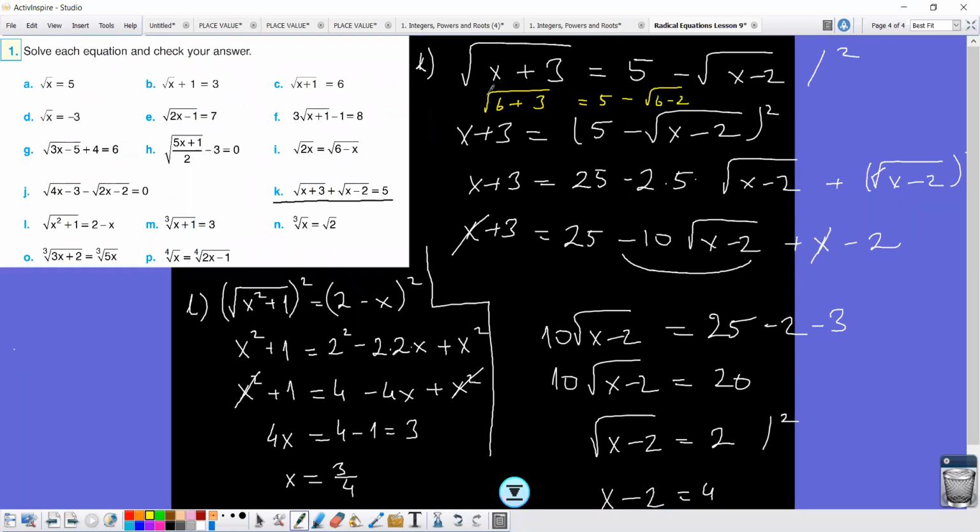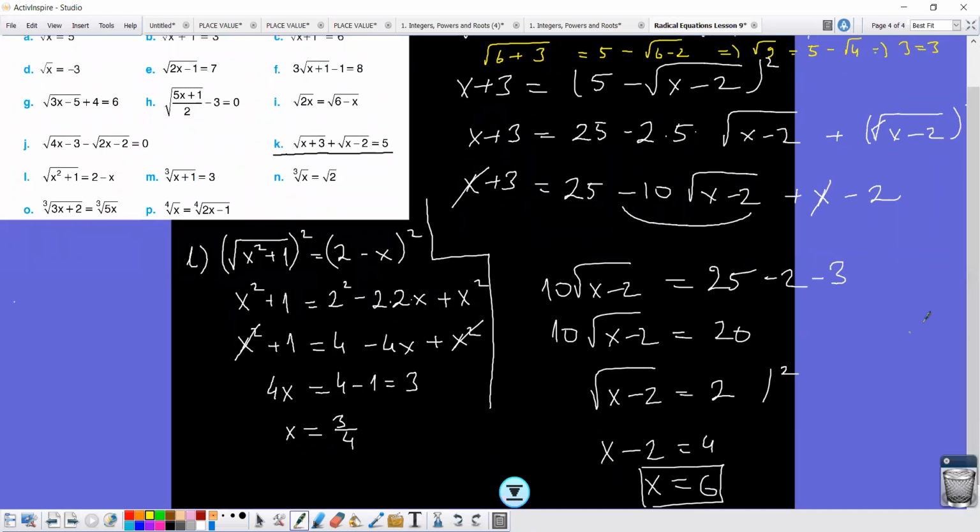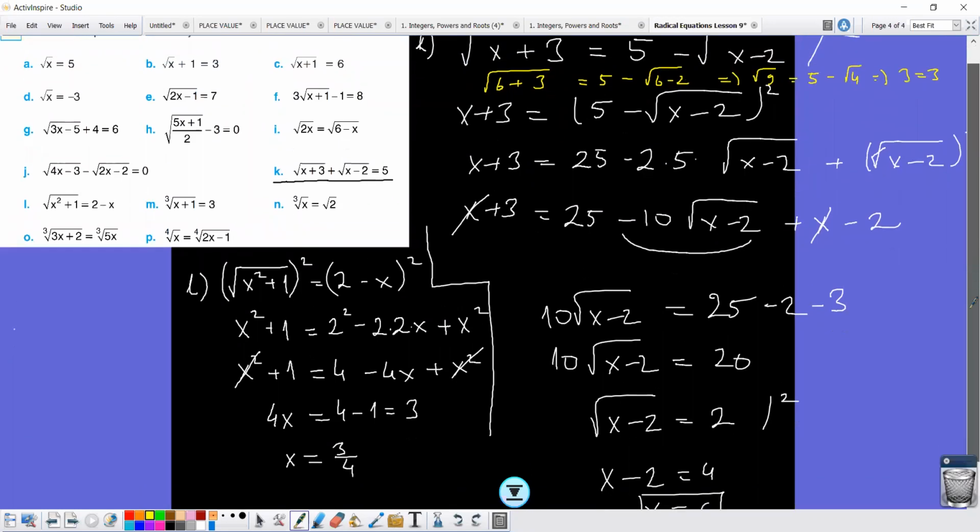So what will I have here? Root of 9 is equal to 5 minus root of 4. Root of 9 is 3, is equal to 5 minus 2, 3. So 6 is the solution. Okay? Did you understand?